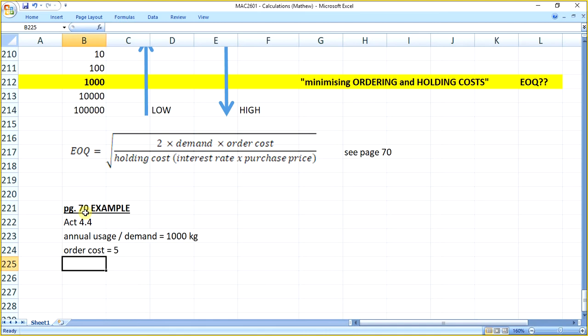Order cost is 5. The relevant annual carrying cost incurred was as follows. Okay, so carrying cost. I see they use the word carrying, not holding. Either or, it's the same thing. Some textbooks talk about a holding cost. Here they talk about a carrying cost. It's the same. Carrying cost was the warehouse rent, 1 Rand per kilo, or 5,000 in total.